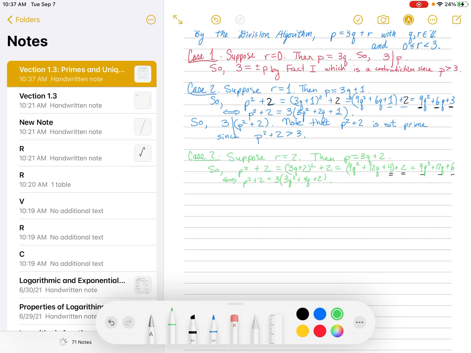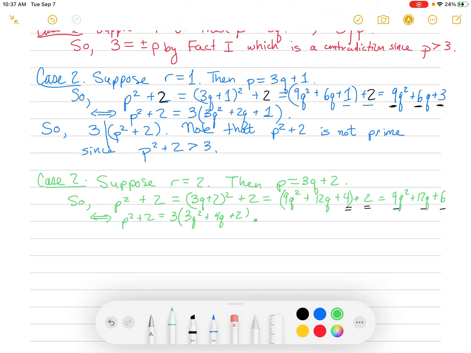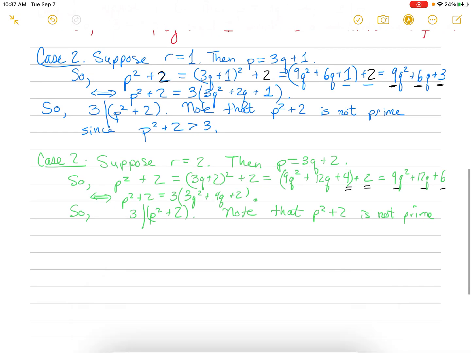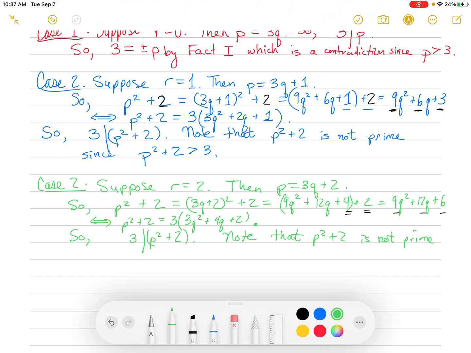So that means 3 divides p squared plus 2, once again. And that means that p squared plus 2 is not prime. Sorry, not prime, I should say. Because the only divisors of a prime are itself and 1 when you're dealing with positives. We know p squared plus 2 is obviously positive. So its only divisors can be 1 and itself. And 3 is not 1.